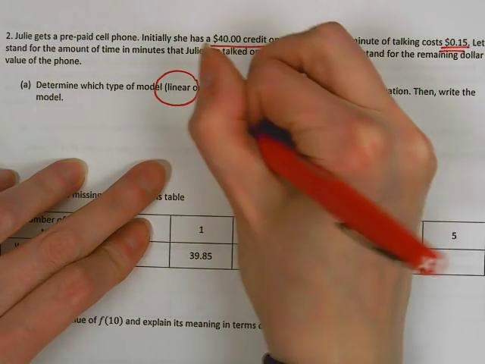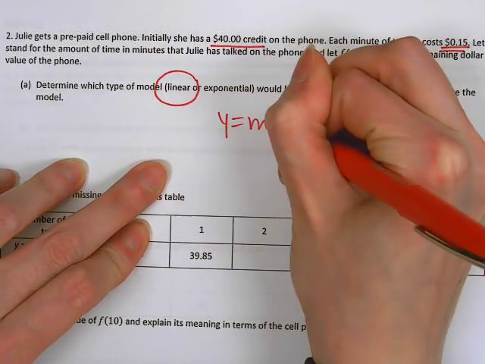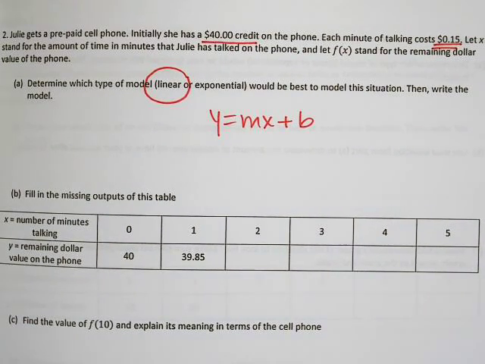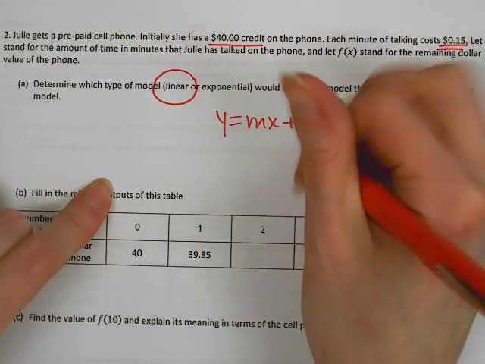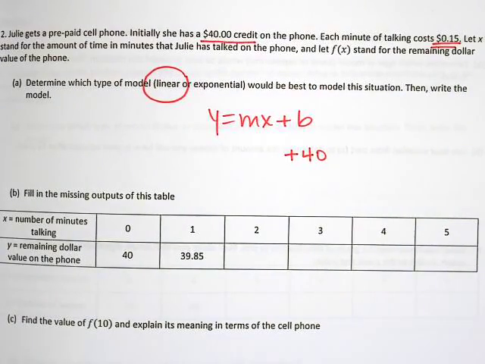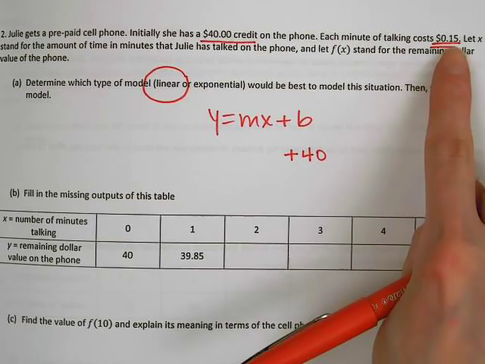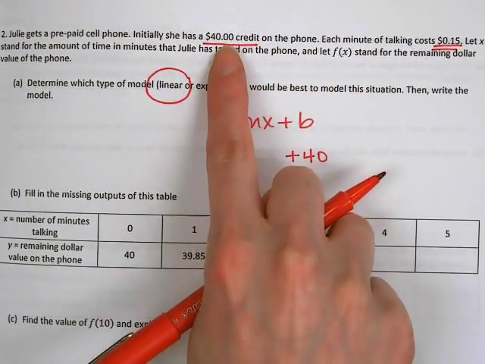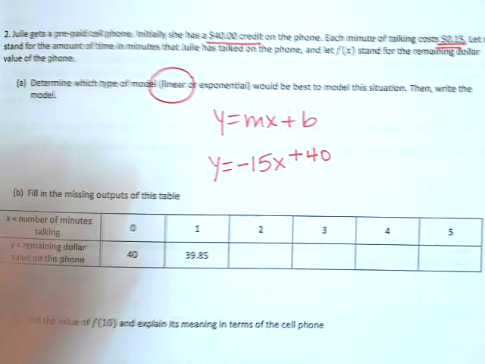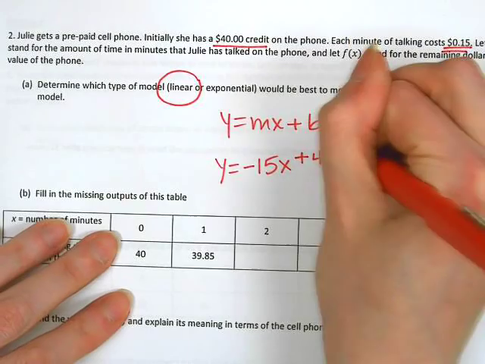So the model for linear is y equals mx plus b, and let's see if we can figure out what m and b are. Well, the starting value is 40, so b is going to be 40, and then every minute you talk, you lose 15 cents of the credit. So it's going to be y equals negative 0.15x plus 40. Okay, that's like our slanted model there.